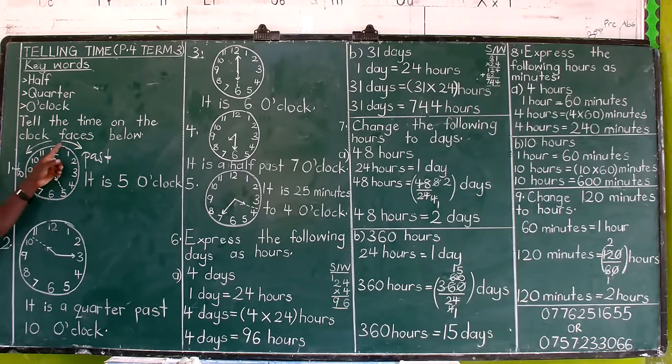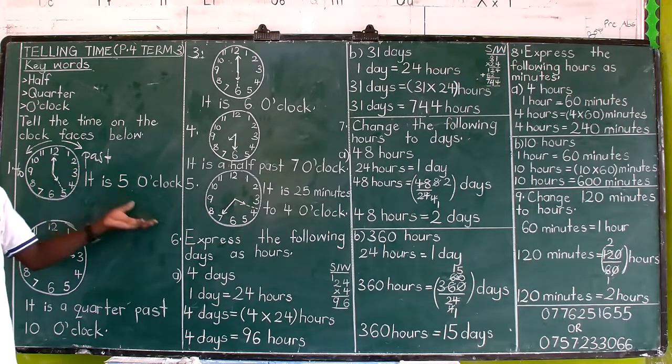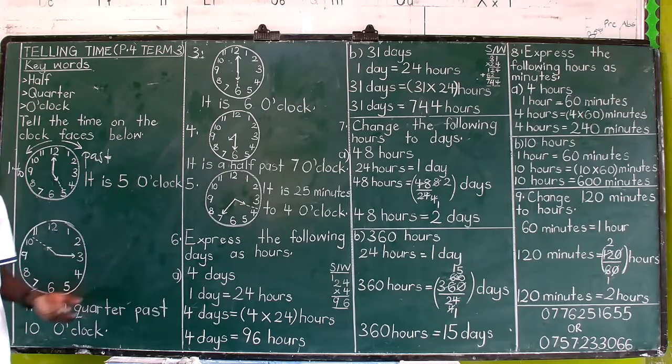It is 5 o'clock. Why? There is no minute past this 5. So it is exactly 5 and no minute past. So we say it is 5 o'clock of this clock. So it's 5 o'clock. And that is the answer.